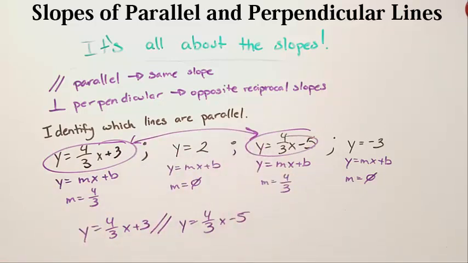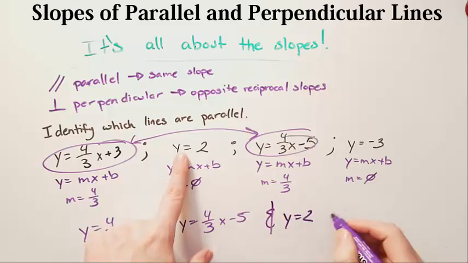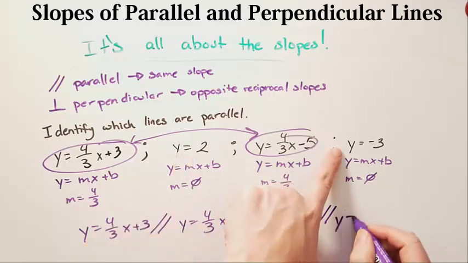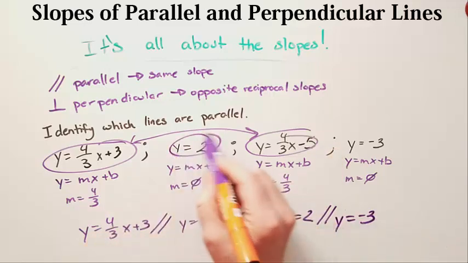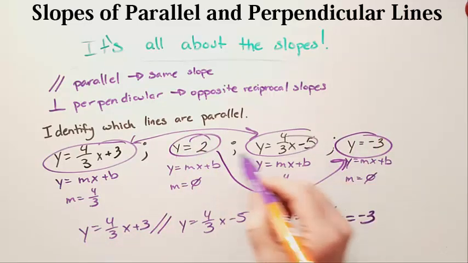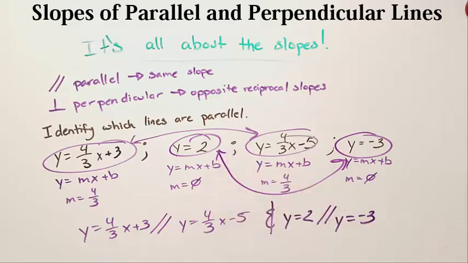What about the other two lines? The other two lines have the same exact slope. They're both 0. So I know that these are also parallel to each other. So not only is this statement true, but I also know that y equals 2 is parallel to y equals -3, because these were also parallel to one another. So we have two answers.